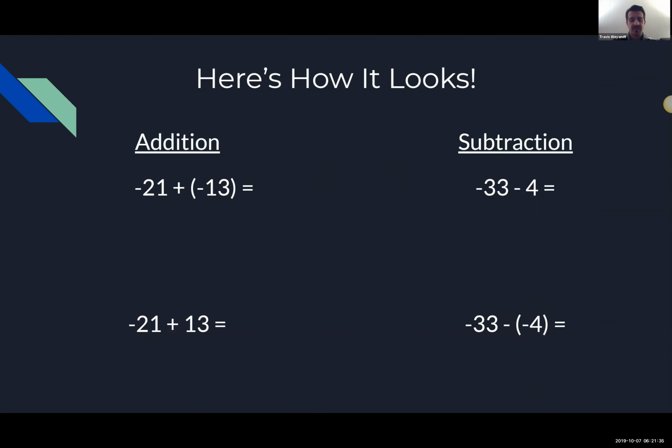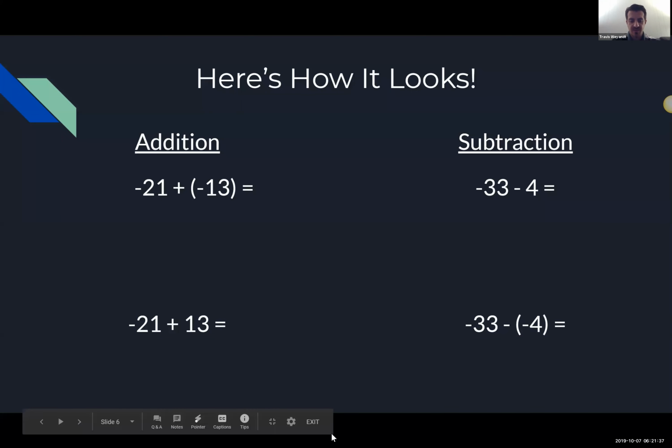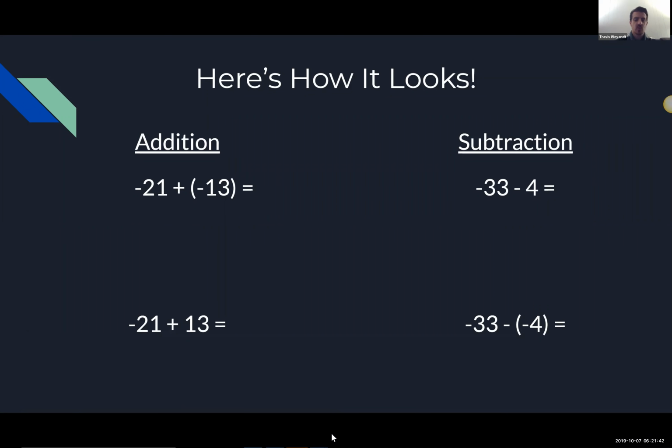So here's how it looks, and I have some examples here for you. If I get my writing tool out, my trusty writing tool, I have negative 21 plus negative 13, and we know from our addition rules that with the same sign, we just add and keep the sign. So in this case, 21 plus 13 is going to be 34. And again, it's both negative, so I keep the negative.